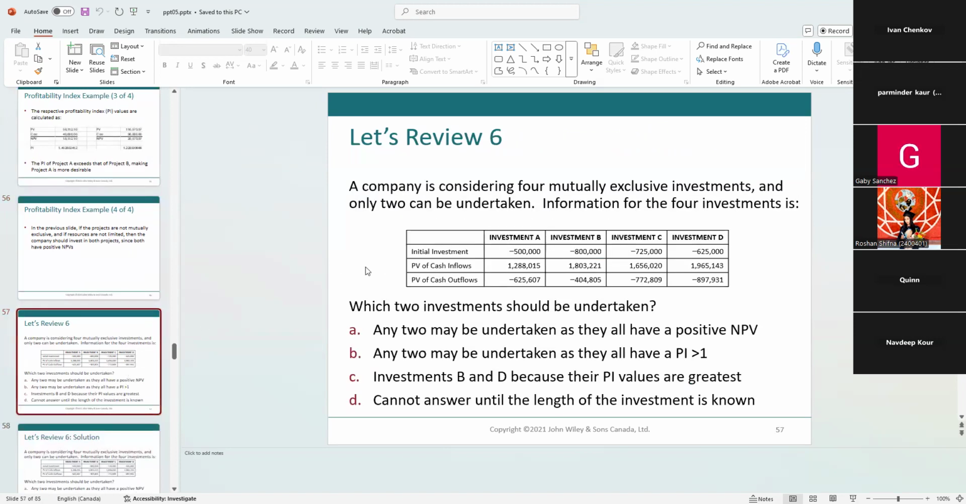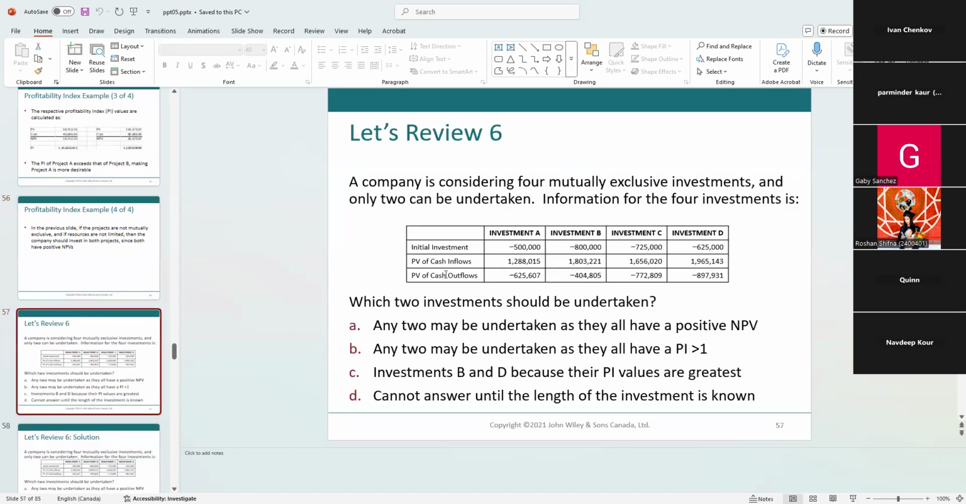Let's see this one. This question here: a company is considering mutually exclusive investments and only two can be taken. Which investments should be undertaken? So what we have to do is copy this, move to the Excel spreadsheet, and do the calculations here.